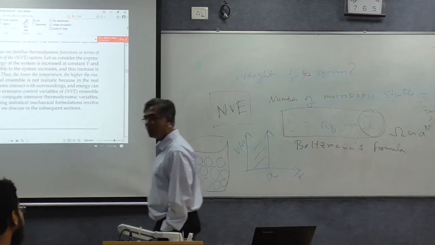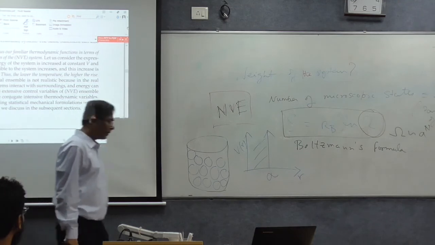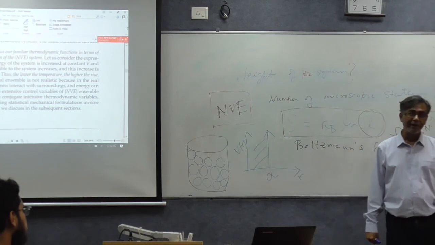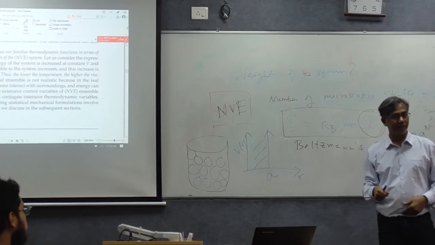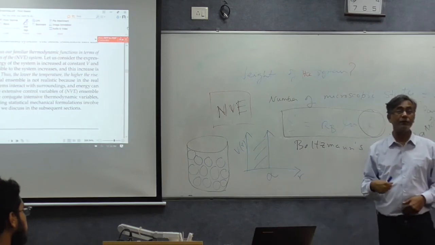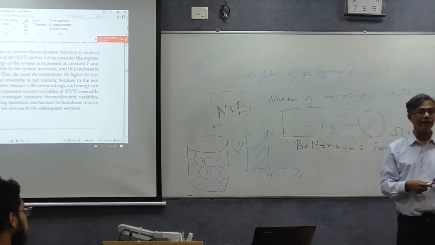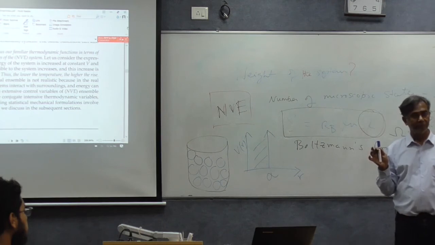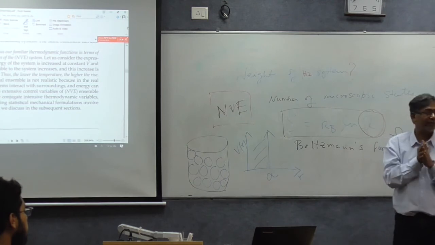If I get the omega, I can calculate the entropy of the system. Now I go on adding the marbles. What will happen? I pack them. But then a time comes when I won't be able to put anything more. I can try to squash them in, but these are hard spheres. They will not go. So for a given volume V, I give you a number N where omega is zero. That is called excluded volume. That means there are states which are not possible to exist.